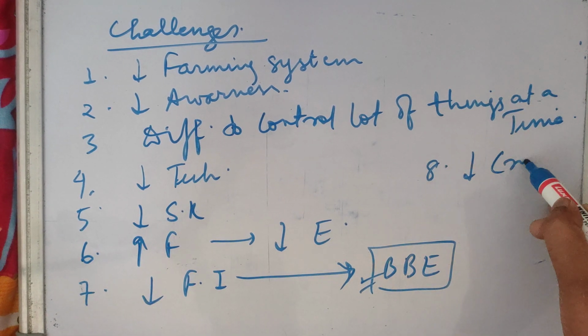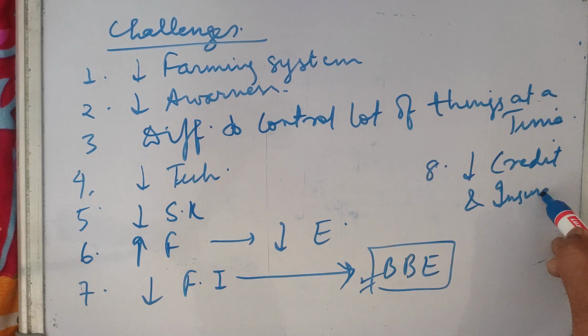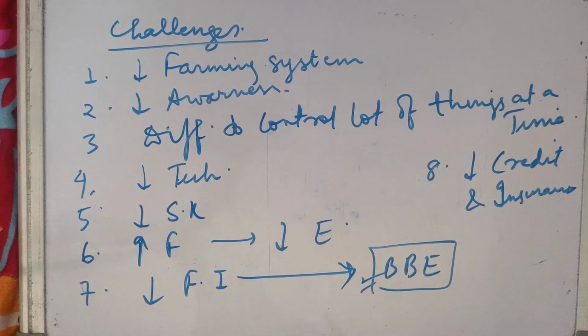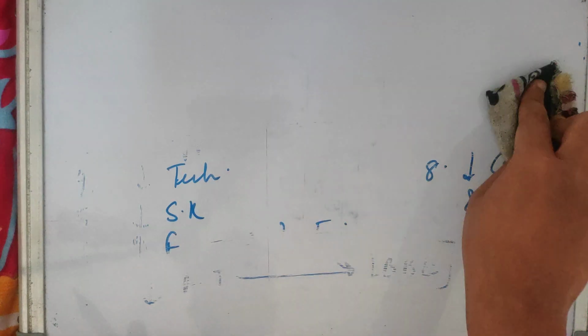There is less credit and insurance availability to farmers. Although they will get some training in broad-based extension, due to lack of credit and insurance they are not able to do it practically in their fields on the ground. They just get knowledge, and after the extension work is done they just forget.